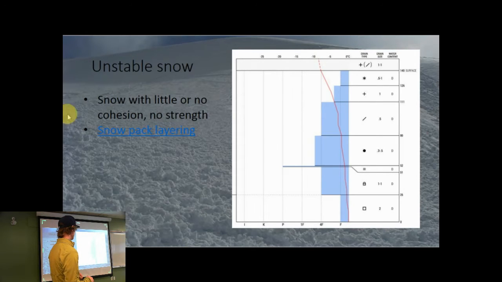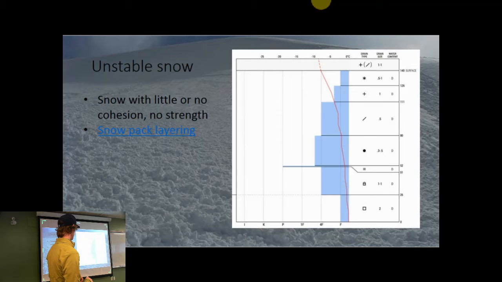All these little signs represent the kind of snow crystals we're looking at. Their grain size, so what's the grain size of those snow crystals? Is it dry or is it wet? The D represents dry snow. The red line is the temperature, so we measure the snow temperature throughout the snowpack. The snow temperature really influences the snow metamorphism. I'll get into this later.